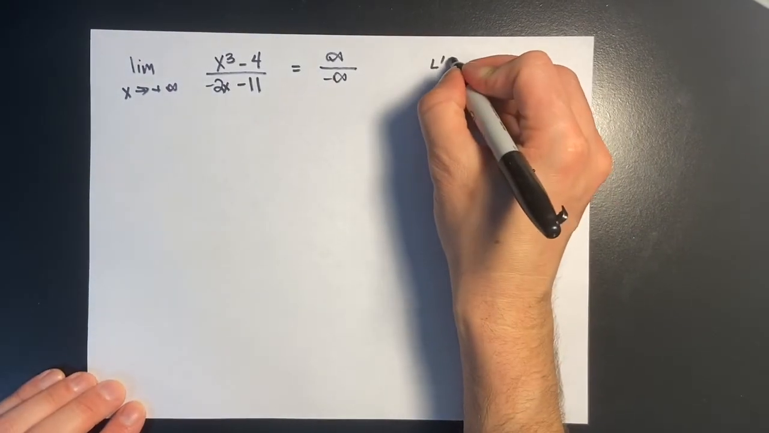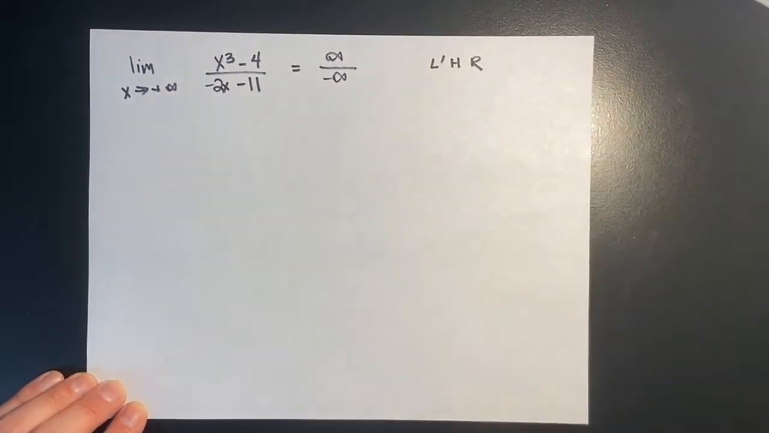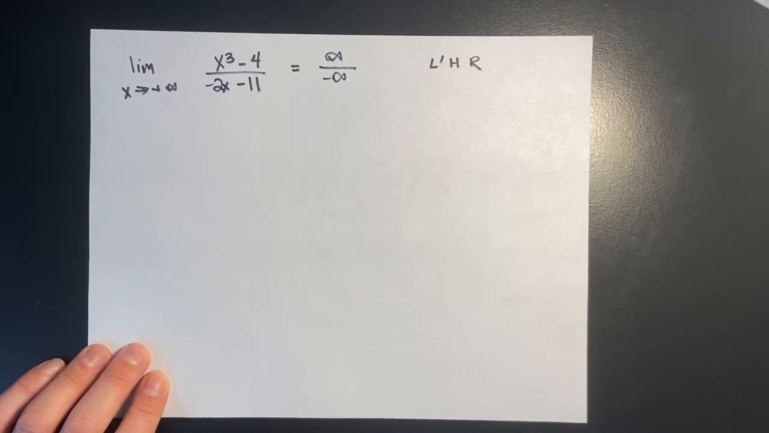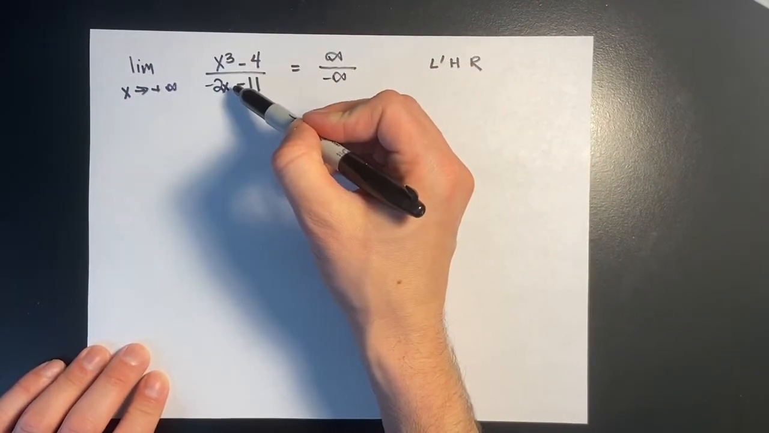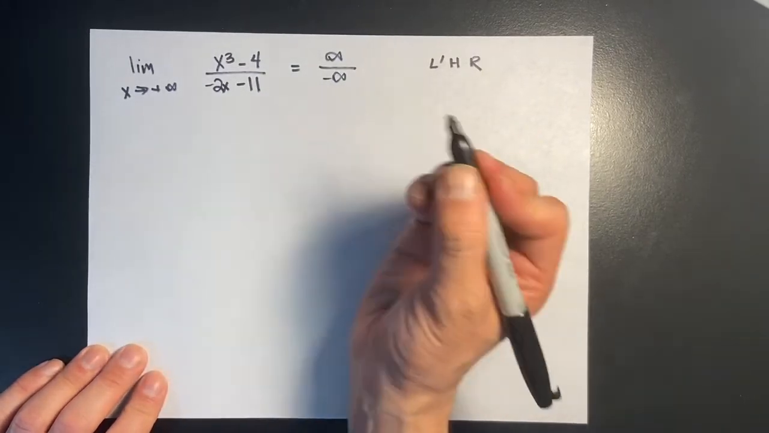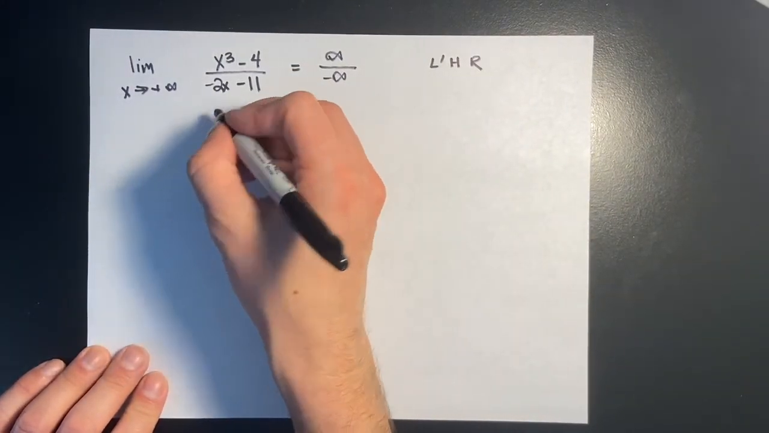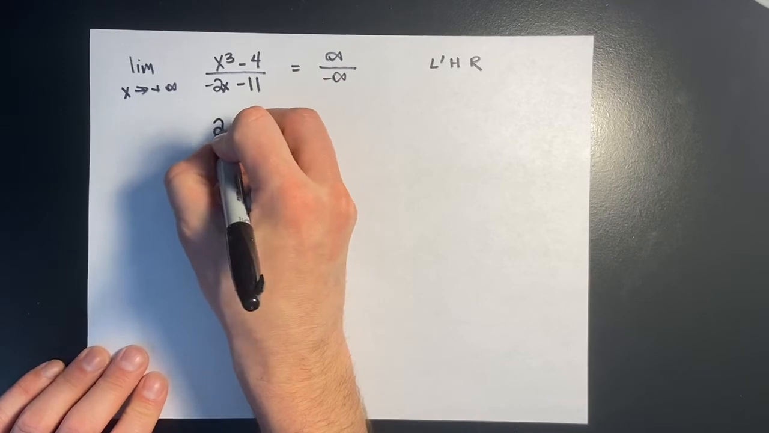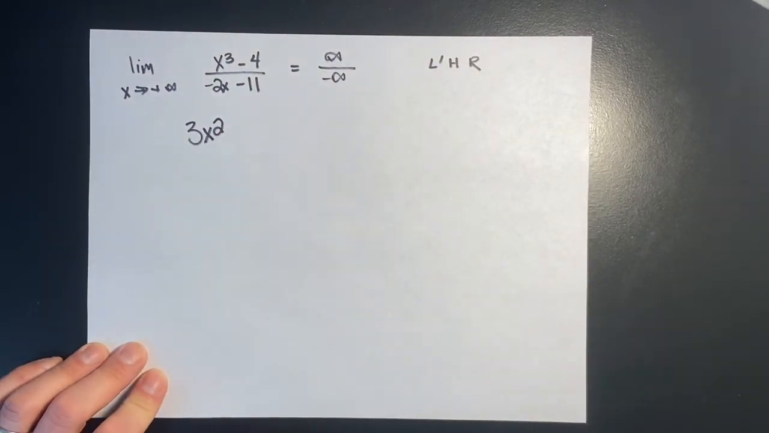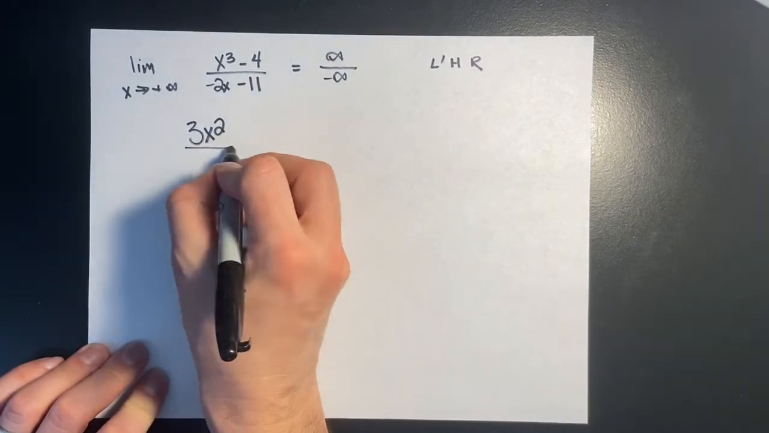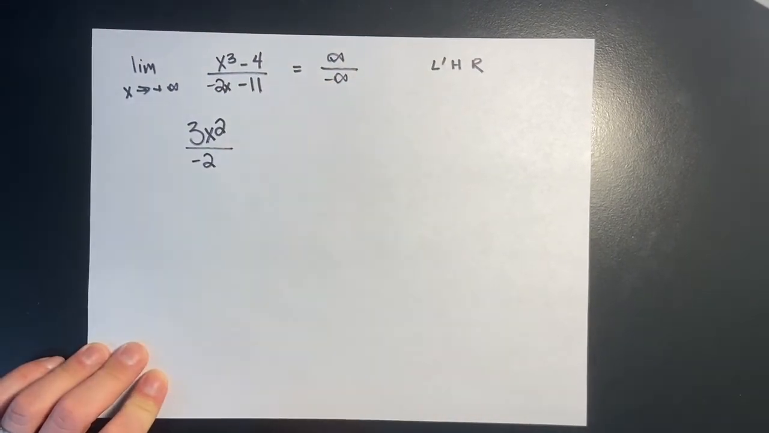So I'm going to apply L'Hopital's rule again. L'Hopital's rule says if you have infinity over infinity, you take the derivative of the top and take the derivative of the bottom and keep doing that until things seem to work out. So if I take the derivative of the top, I get 3x squared, that's it, over negative 2.